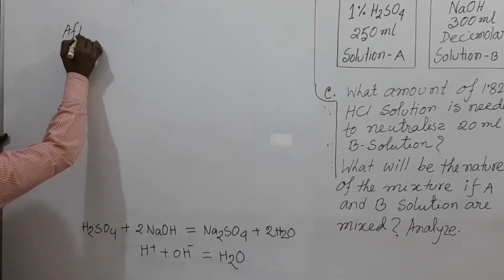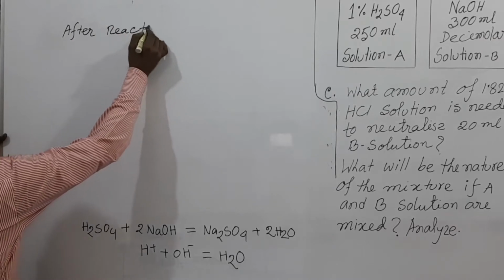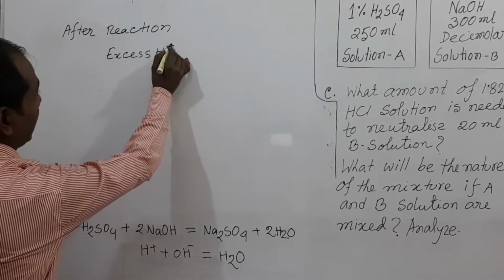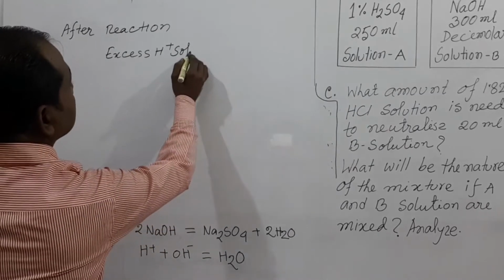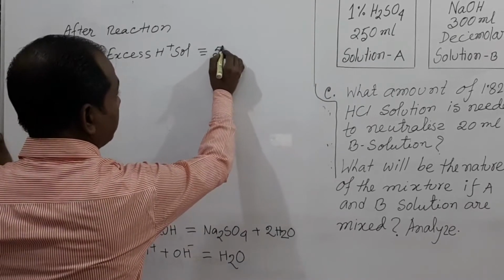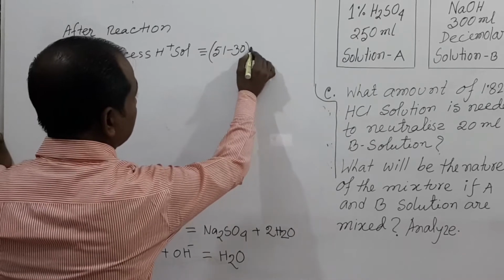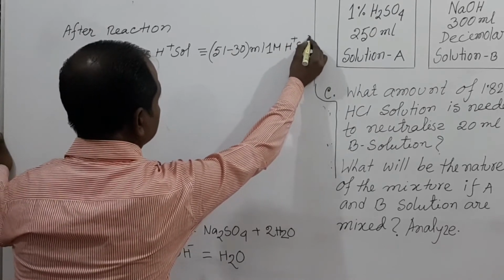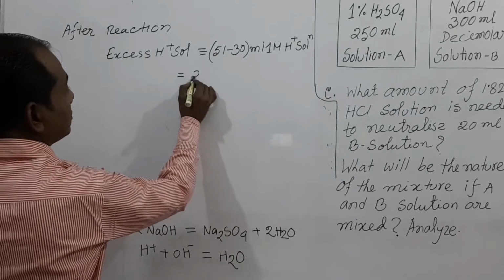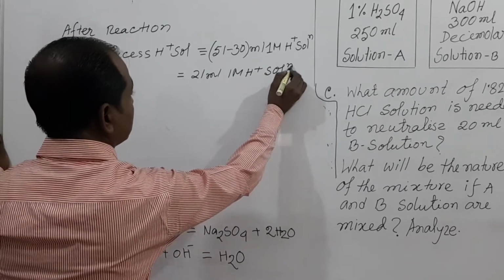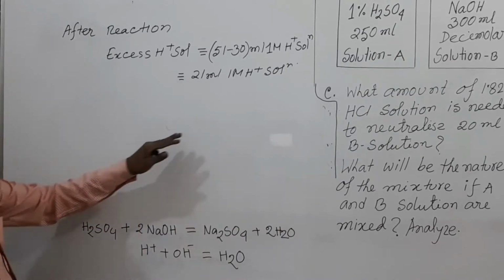That means after reaction, excess hydrogen ion solution equivalent to 51 minus 30 ml 1 molar H plus solution, and we get here 21 ml 1 molar H plus solution.